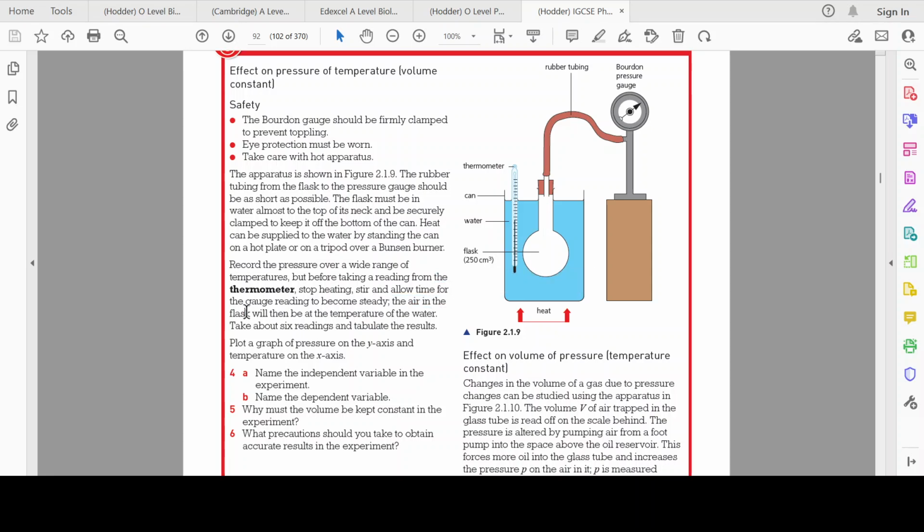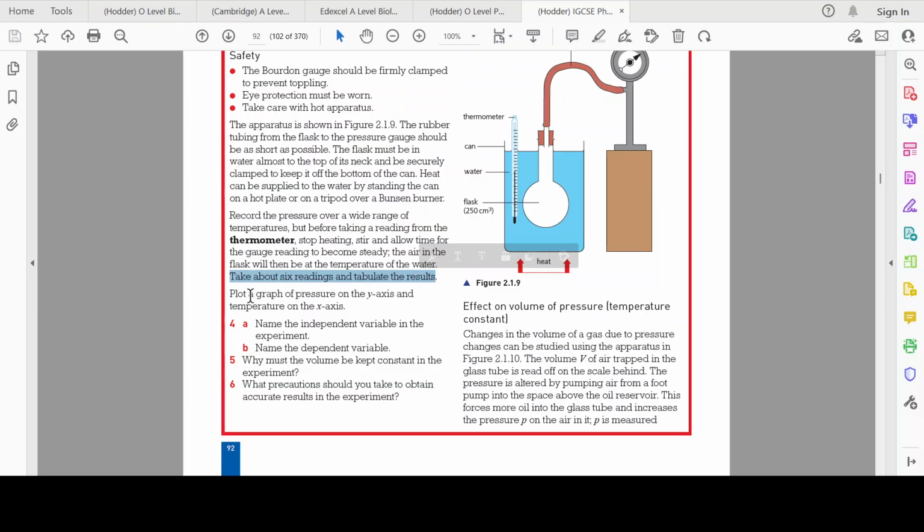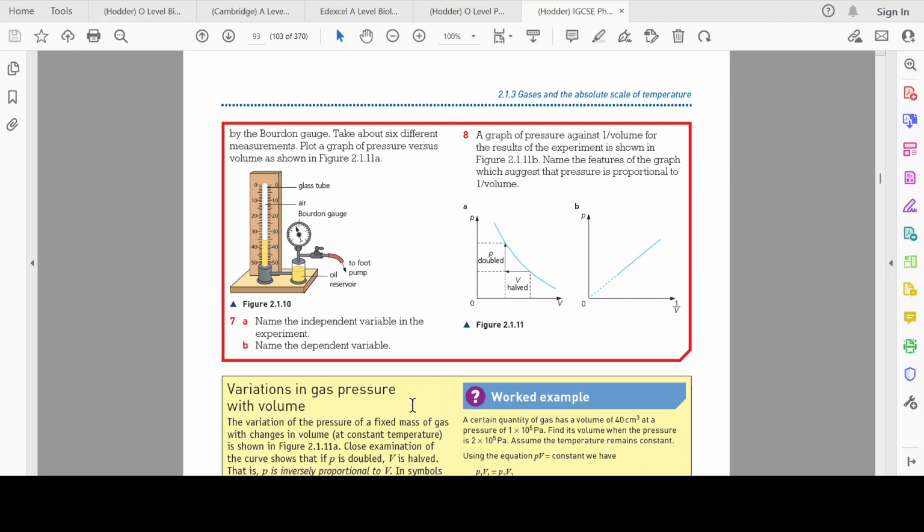Okay. The air in the flask will then be at the temperature of the water, as I just explained. Take about 6 readings and tabulate the results. Plot a graph of pressure on the y-axis and temperature on the x-axis. Any questions?